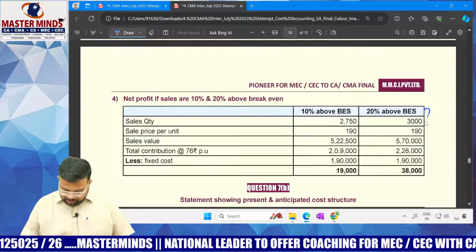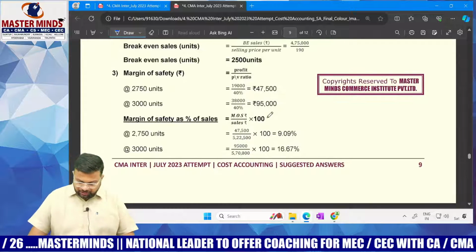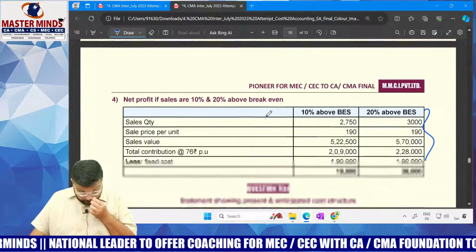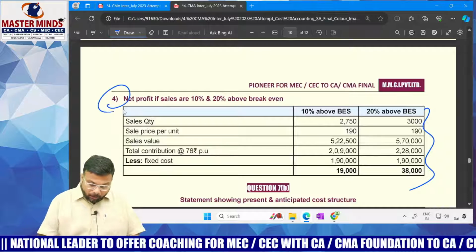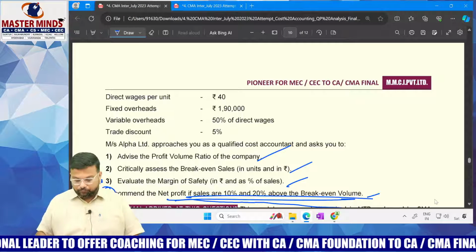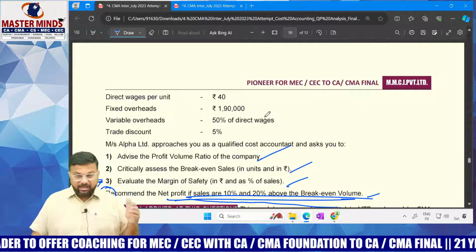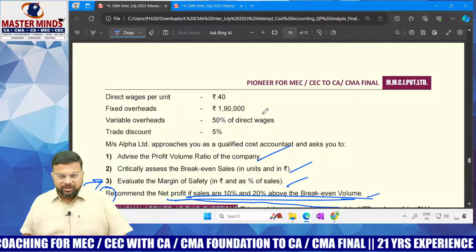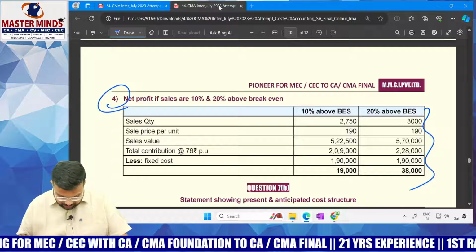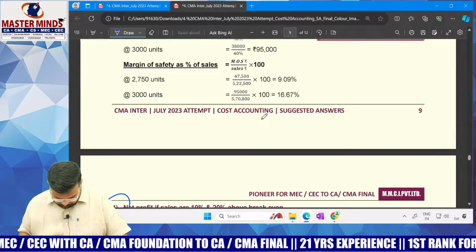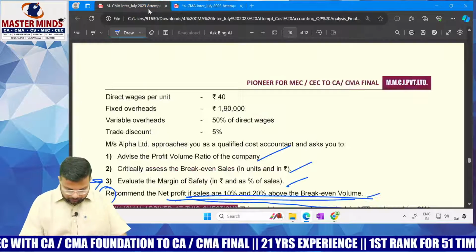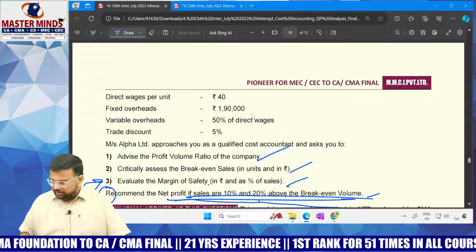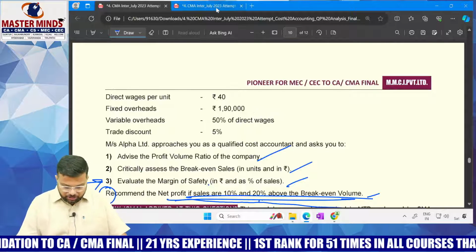So first we have calculated this one, because to calculate margin of safety, the formula is profit by PV ratio, right? Profit by PV ratio. Now you will get profit only when you calculate point number 4. There is no way of calculating profit from the above information. So basing on this, we have calculated margin of safety. Okay, right. So that is what we have done here also.